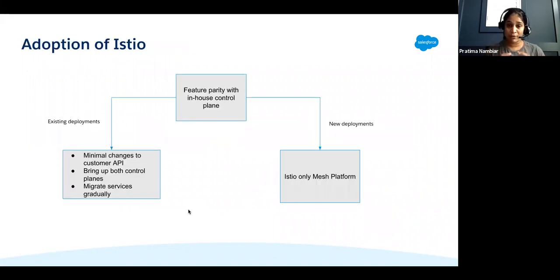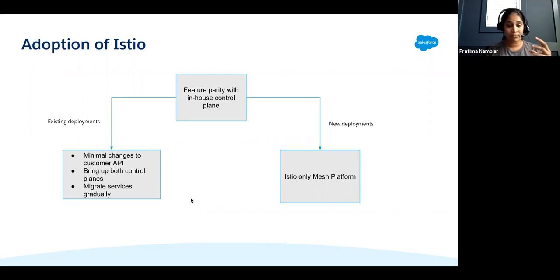With our adoption of Istio, we first had to get feature parity with our in-house control plane in order to even think about adopting it. And then in our existing deployments, our intention was, as we were swapping out the control plane, we wanted to keep the customer interface changes minimal so that we could just swap it out without them having to do much. So we brought up both the control planes, the in-house and Istio, in these deployments, and then we migrated services gradually. And then in new deployments, we just run with the Istio-only mesh platform.